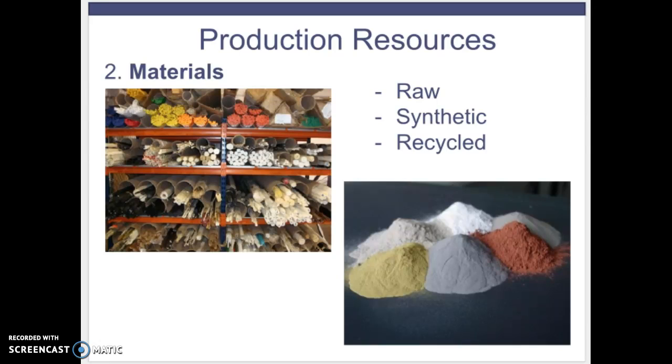When we talk about materials, there's raw and synthetic and recycled. Raw materials are materials that come from the earth, like oil. Synthetics are created by using chemicals, like plastic. And recycled materials have been processed once and are being utilized again to sustain the environment.